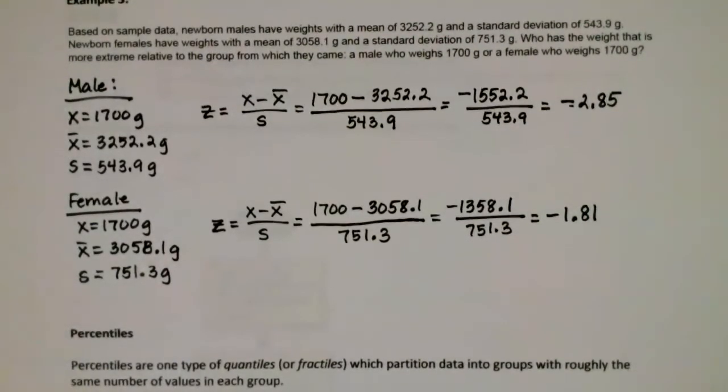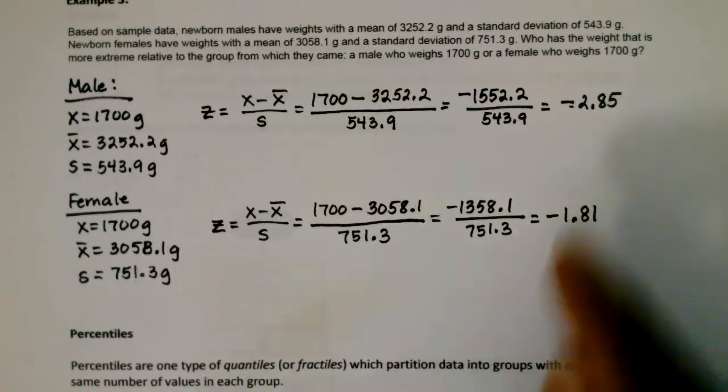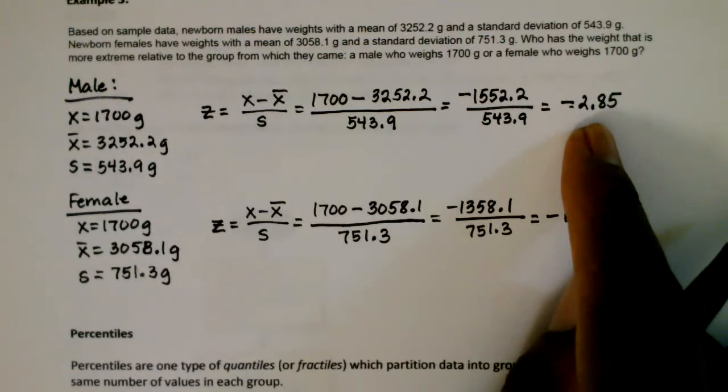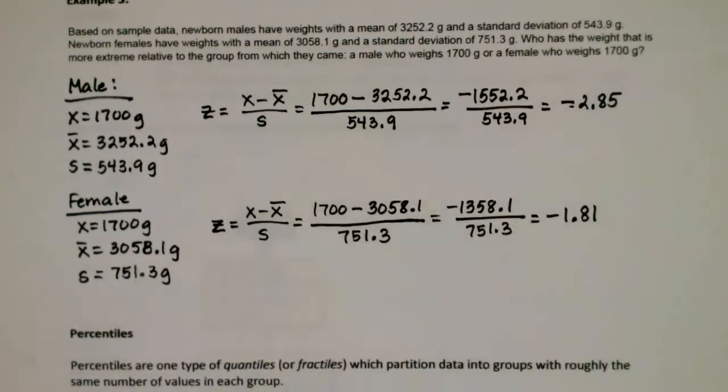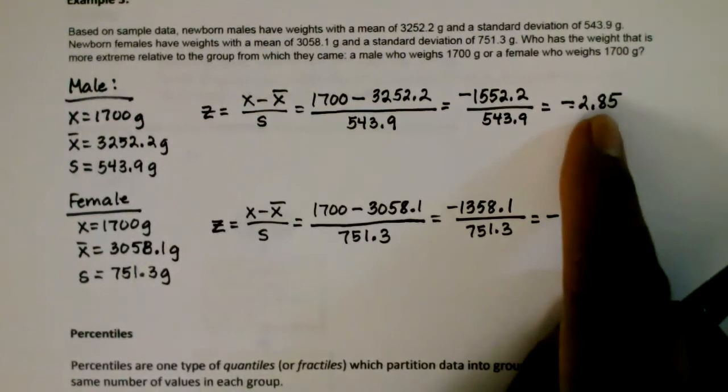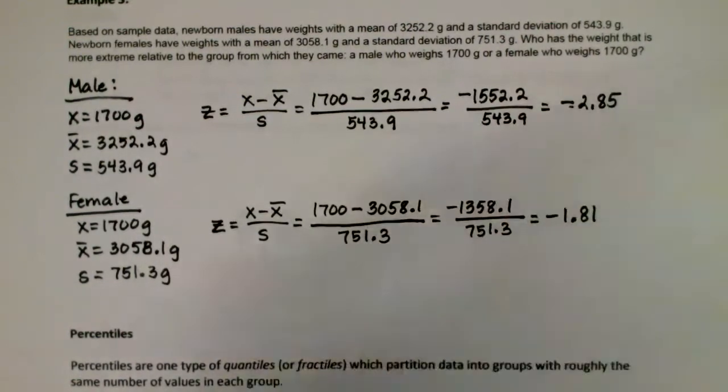Okay. So comparing those z values, we can see that the male who weighs 1,700 grams is more extreme relative to the group from which he comes. So the male weighing 1,700 grams will have a value that's more extreme than a female weighing 1,700 grams.